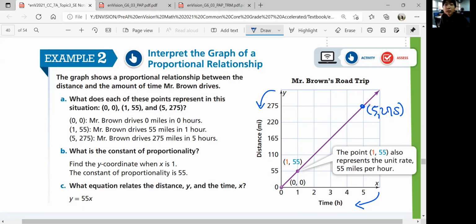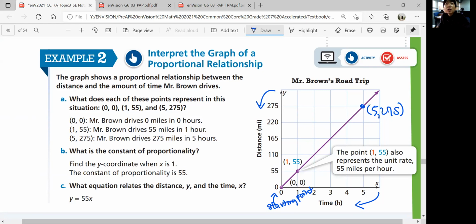So what does (0, 0) mean? 0 hours, 0 miles. So Mr. Brown's road trip didn't even start. So that's the starting point, which is 0 miles, 0 hours.